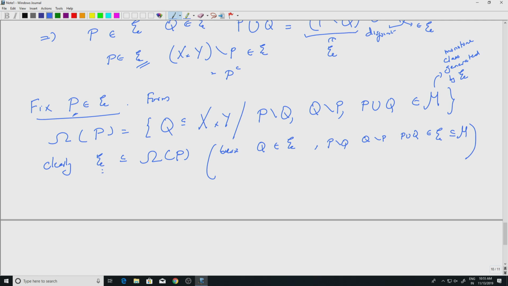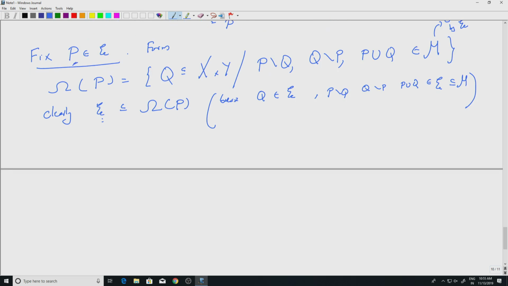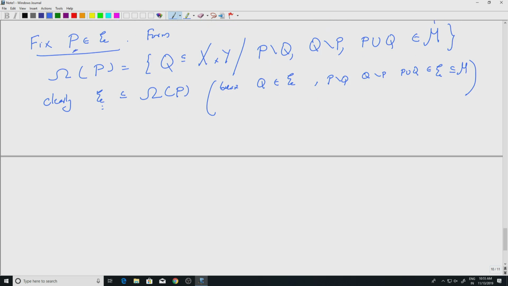But now, we do whatever we do in the good sets principle. I want to say script M is in omega p, but for that I need to show omega p is a monotone class. That is trivial because if Qj increase to Q, Qj are in omega p. What do I want to show? I want to show Q is in omega p.